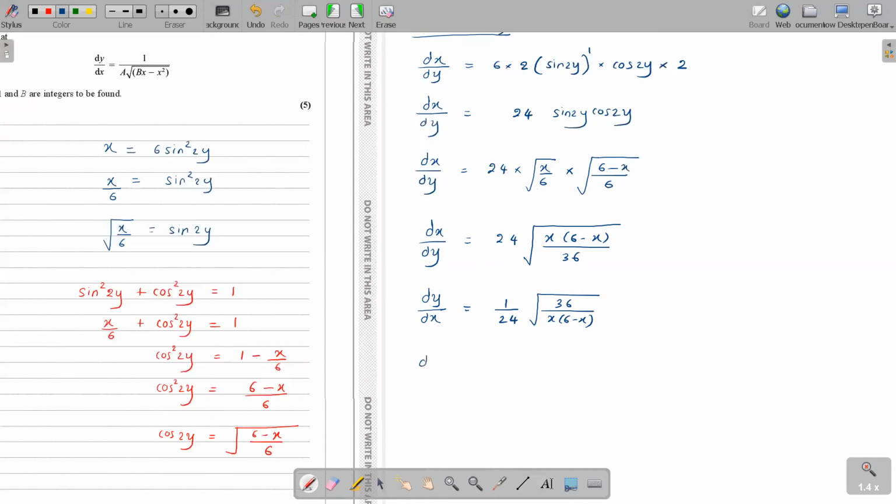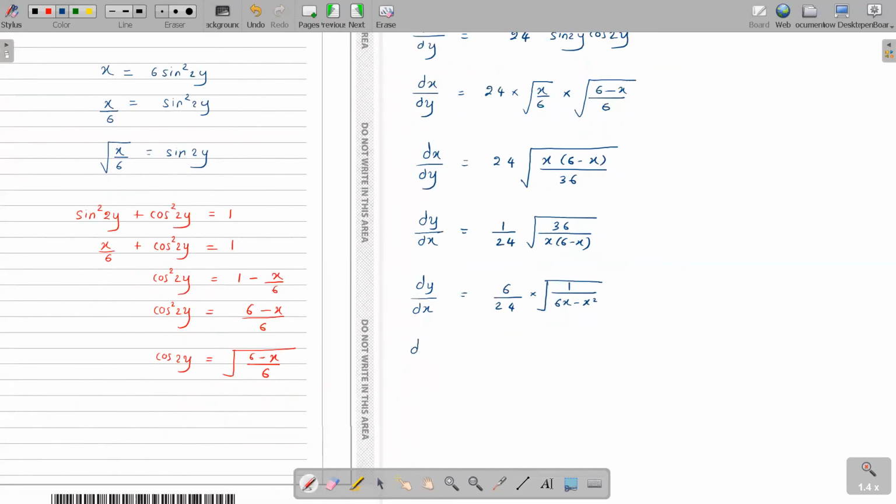I think you can see 36 is a perfect square which we can take out of our root. So 36 comes out as 6, square root of 36 is 6, over 24, times 1 over the square root of 6x minus x square. You can simplify this out. So dy by dx equals 6 over 24, which is 1 over 4, times 1 over the root of 6x minus x square.